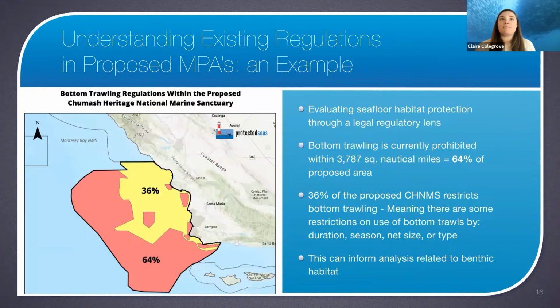We can also provide maps that speak to the regulation of specific gear types, like this map of current bottom trawling regulations in the proposed National Marine Sanctuary. We can provide these statistics on both percentage of the interested area, as well as in square nautical miles. These types of maps can not only inform the habitat and species protections currently in place, but whether there are existing ecological concerns in that area.